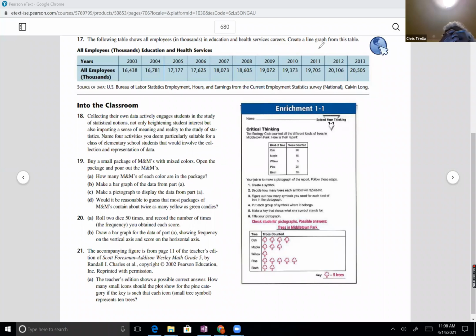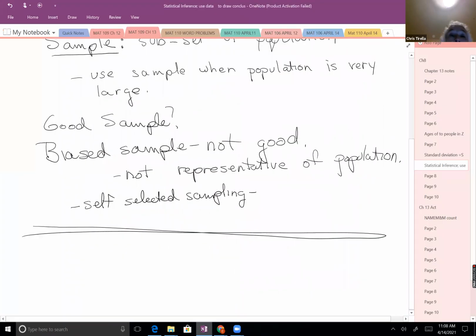Anything else? If not, let's pick up from where we left off. And we had talked about biased sampling, and I think I was ranting and raving about self-selected sampling, where you decide if you get to participate or not, where you get to choose to participate. It is usually biased.